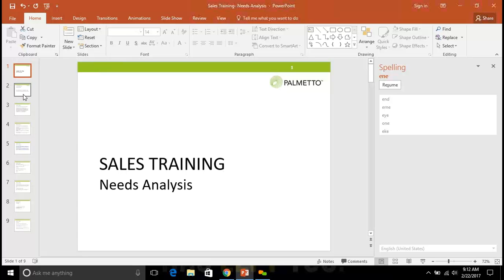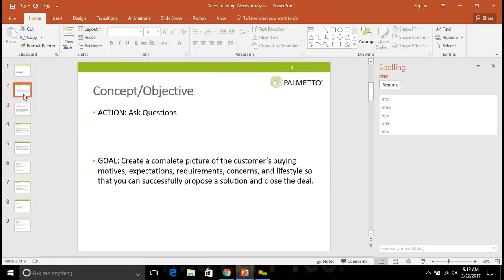So if we go to the second slide here, the basic concept and the action for needs analysis is pretty simple. We ask a lot of questions, and I wanted to keep that one super simple. That's what a needs analysis consists of.